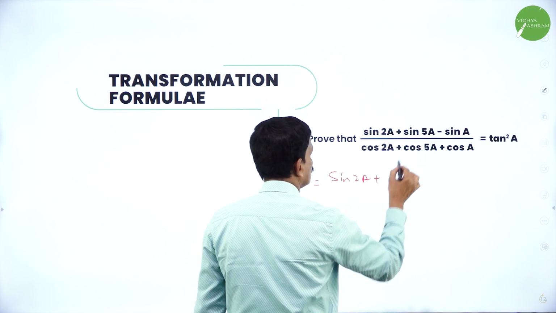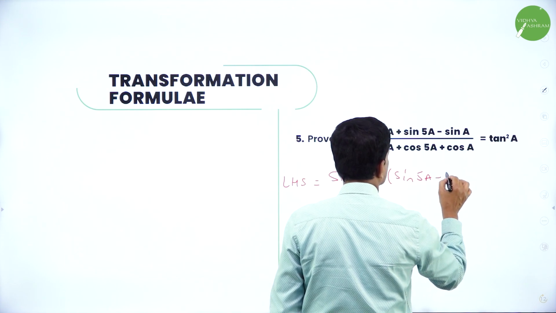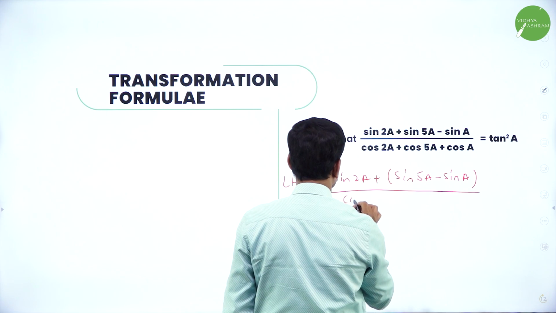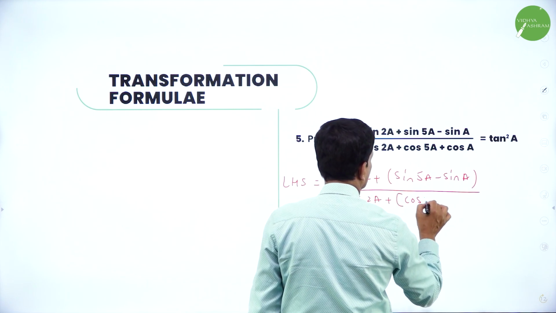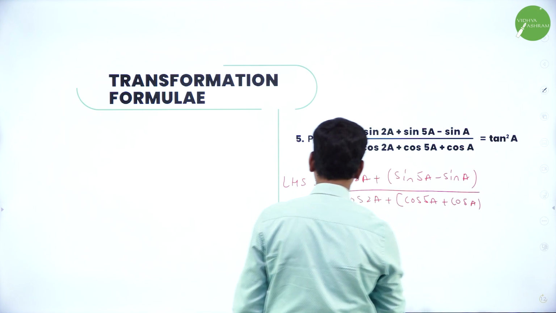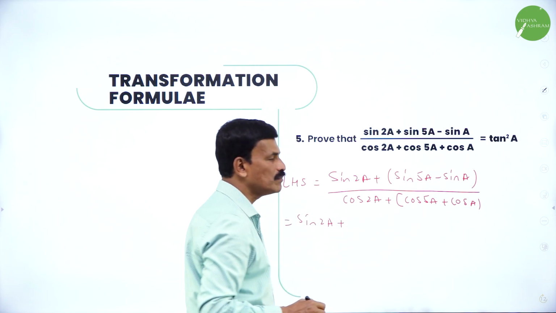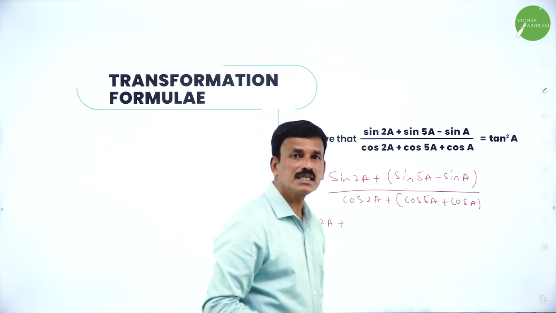Sin 2a, make this as one group, sin 5a minus sin a, divided by, in the denominator, cos 2a as it is, plus this is another group, cos 5a plus cos a. Now just use the formulas of sin c minus sin d, cos c plus cos d. Okay. What is sin c minus sin d?